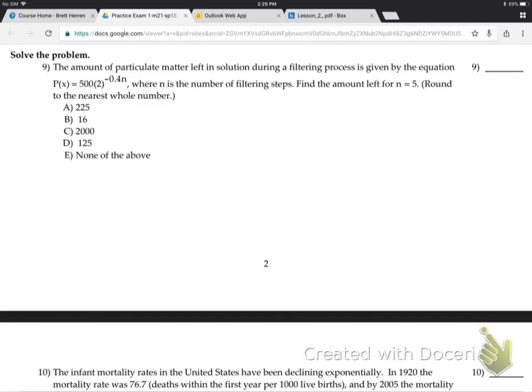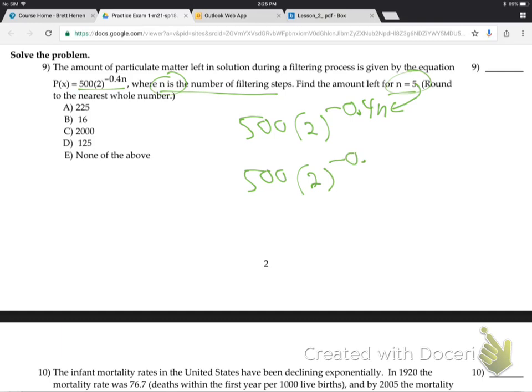This equation: n is the number of filtering steps. Find the amount for n equals 5. So basically saying plug in 5. Do y'all see that? n is the number, n is 5. So I'm going to take 500 times 2 to the minus 0.4n, and then I'm going to put 5 in right there. So it'll become 500 times 2 to the minus 0.4 times 5.